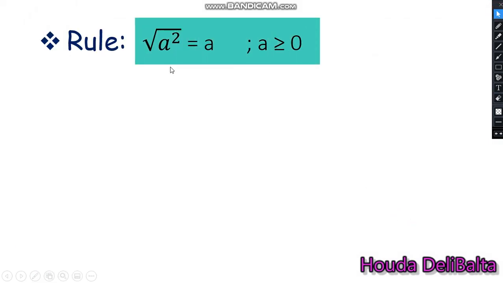Here is a rule that says radical a squared is a, where a is greater than or equal to 0. That means a is positive. So radicals are always positive. Radical of a squared equals a to the power 1, because you have an index 2 outside, and every time you divide the power inside by the index outside, you get a to the power 1 by dividing 2 by 2.